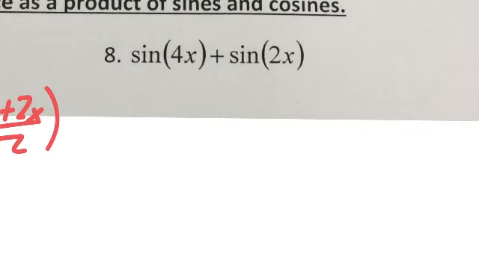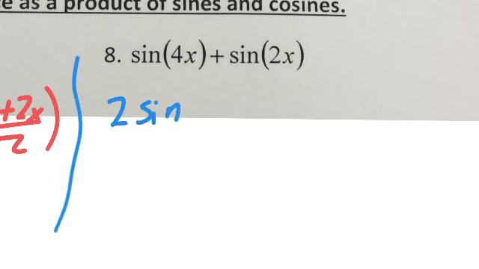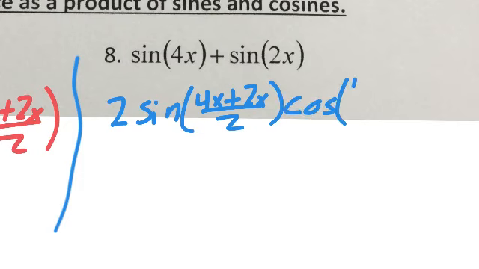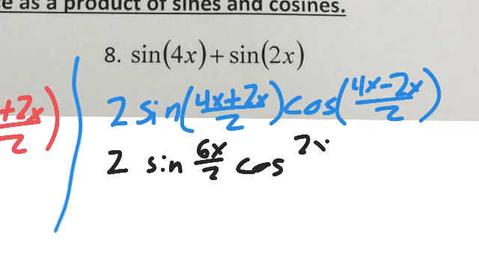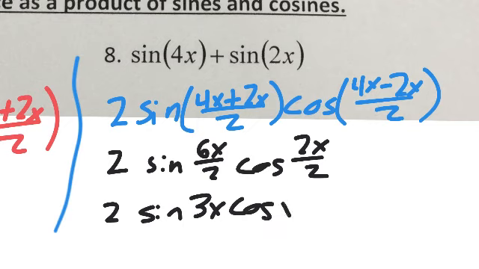Here's the next one, sine of 4x plus sine of 2x. So this would be the first sum to product. So I'm going to have 2 sine of x plus y over 2 cosine of x minus y over 2. So this is 2 sine 6x over 2 cosine 2x over 2, which is 2 sine 3x cosine x.